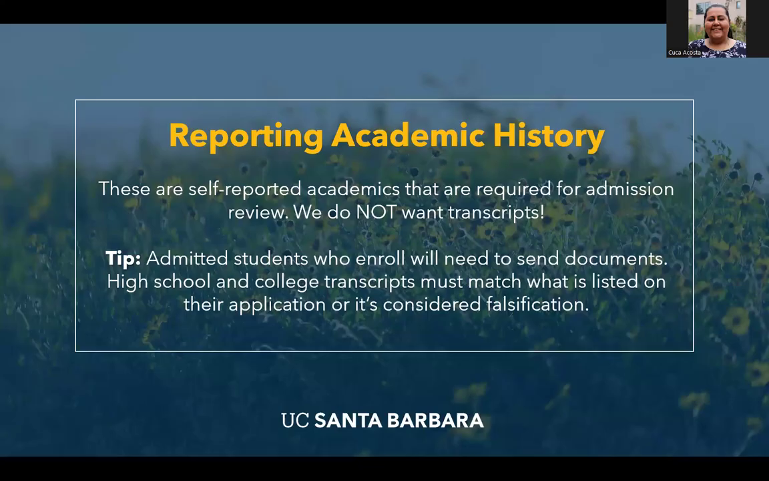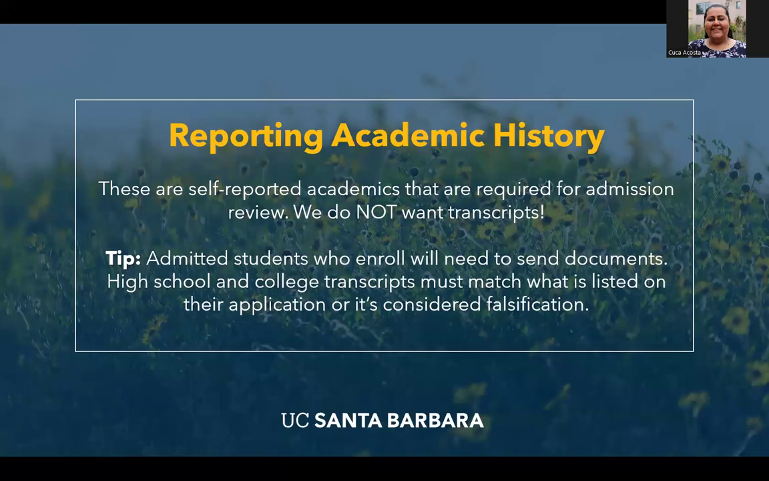Now, let's dive into reporting academic history. For all of the academic history that students will be self-reporting in the UC application, we are not going to be asking for transcripts. So we really want to drive home the message that all of the information that students are inputting in the UC application is self-reported. We're holding them to an honor system. So we really want to ensure that everything that they're reporting, their courses and grades received, is indeed accurate and correct and would reflect what's on the transcript.